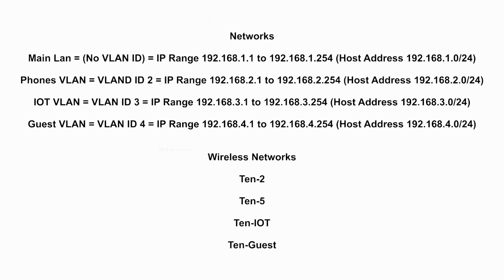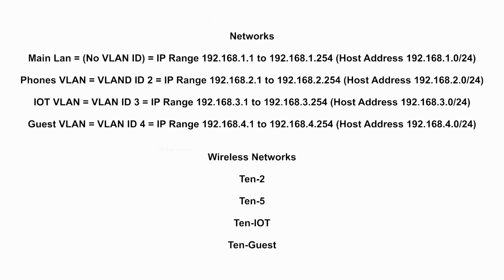So let's get started. As you can see from the document on this screen, I'm going to be setting up 4 networks. We have the main LAN, which is in no VLAN or VLAN 0, whichever you want to call it. And it's going to have an IP range of 192.168.1.1 to 192.168.1.254. The host address for this network is 192.168.1.0 and it's a /24 network.